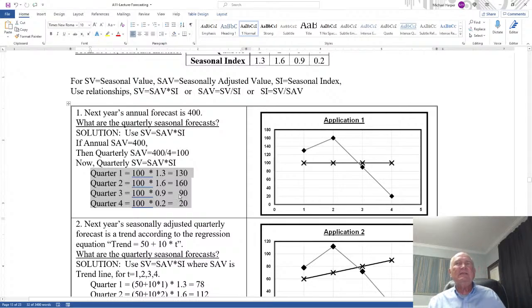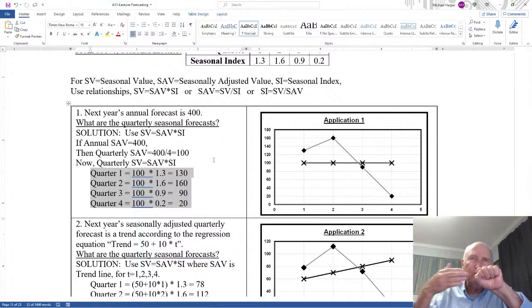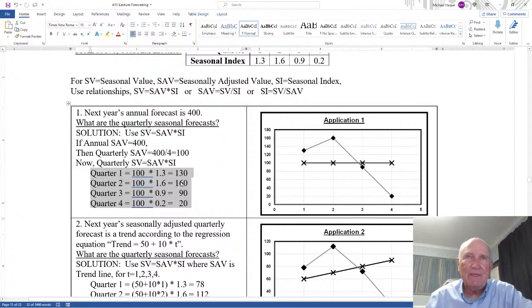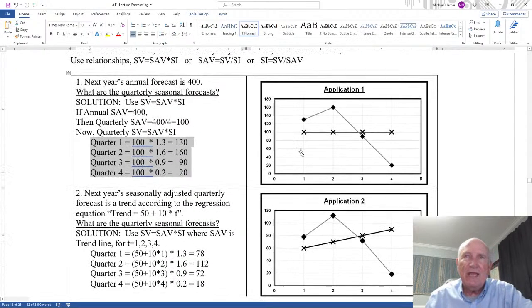Now the way I like to think about this, I think visually, and if this helps: if you want to put seasonality into a number, you multiply by the index to put seasonality in. If you want to take seasonality out of a number, you divide by the index to take the seasonality out. Well, I want to put seasonality in, so I multiply by the index. And there it is. And so now I know exactly what my forecasts are to run my operations.